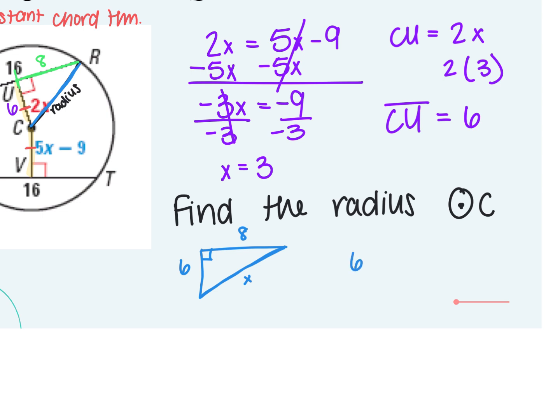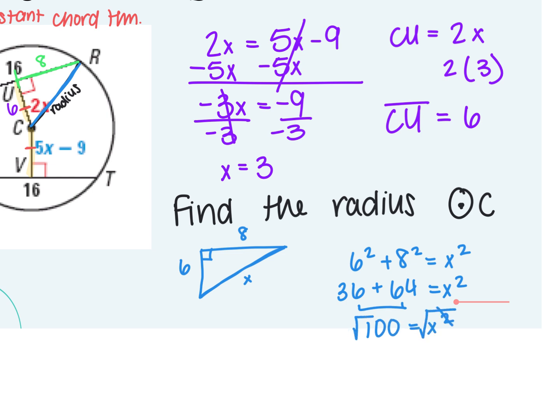I'm going to have 6 squared plus 8 squared equals x squared, which is my hypotenuse, but in this case, it's also my radius. So 6 squared, I'm going to get 36 plus 64 equals x squared. Add these two together, I'm going to get 100 equals x squared, and then square rooting it to get rid of that squared, and x would equal 10. So my radius for this question equals 10.